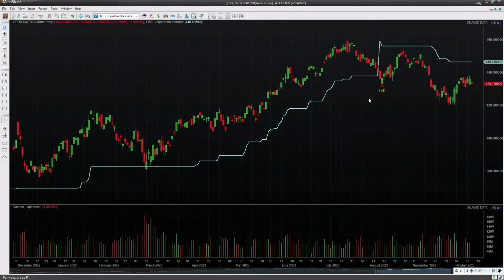So whenever you run a system test, you always want to plot the results on your chart and make sure that you understand exactly why it's buying and selling, where it's buying and selling. And if you can't figure that out, that's where you can stop. You need to go back and try to figure those different points out.